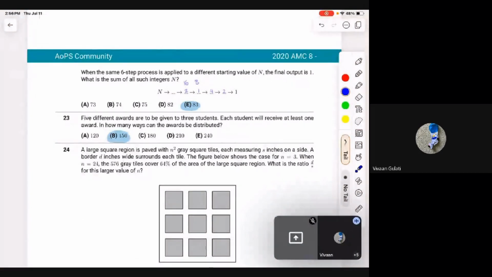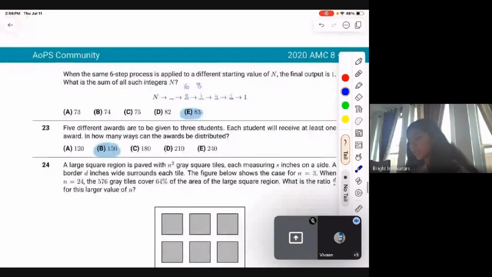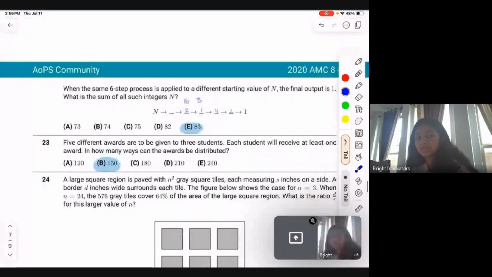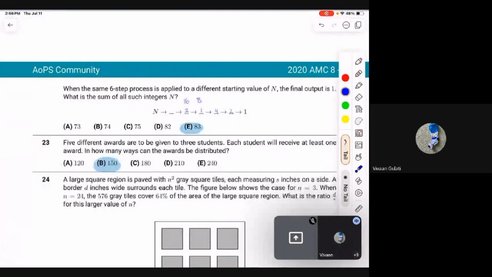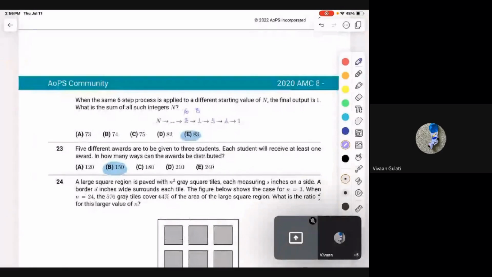Yeah, I do. So I put the area of the tiles. Okay, so let me just start from the beginning. Wait, 23. Oh, 23, never mind. I thought you were talking about 24. Okay, 23.